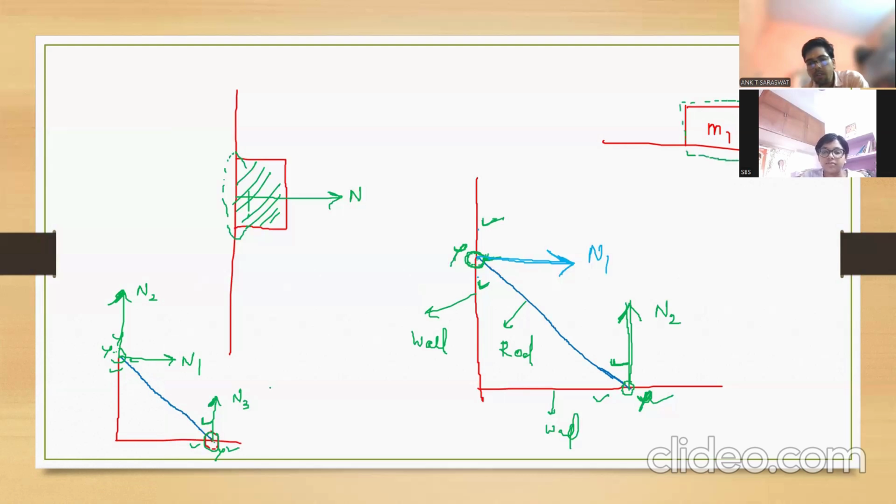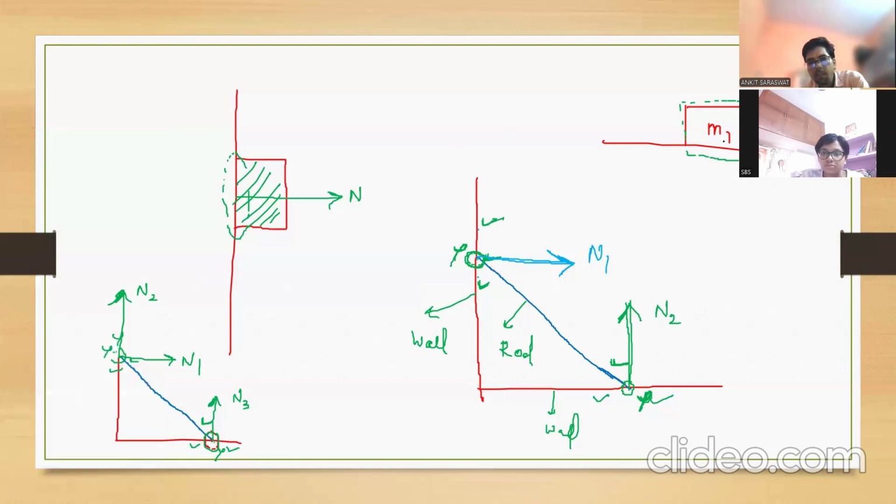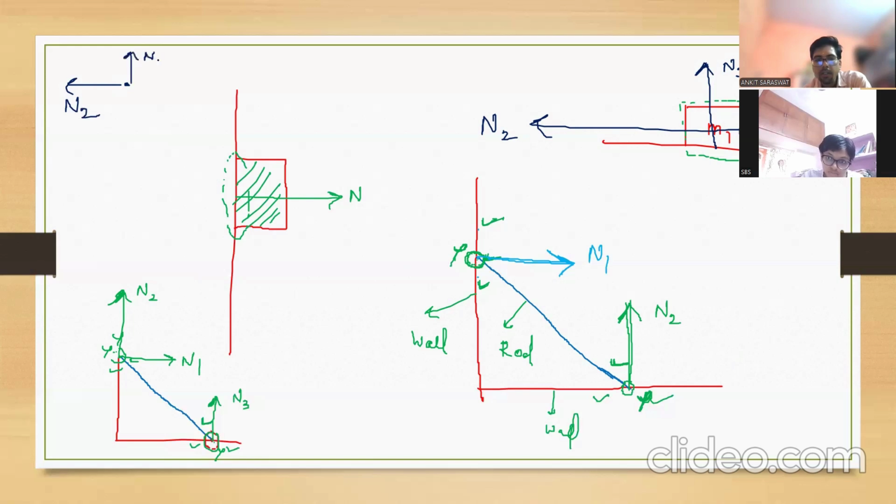If this is my system only, then here normal will be due to ground, N1, and due to this contact surface. It will be like this. Is it so? Clear? Yes, sir. Then in the free body diagram, how will you show? This is N2 on M1 and N3 is like this. Clear? Understood? So these are only two special cases which I have shown you.